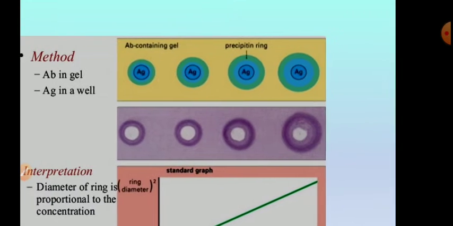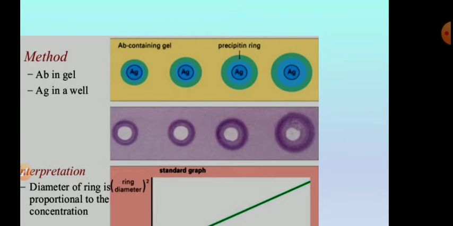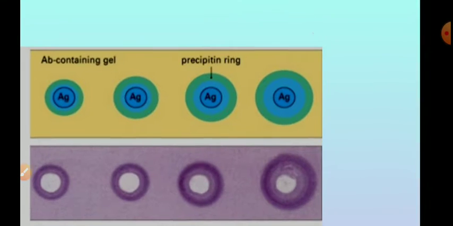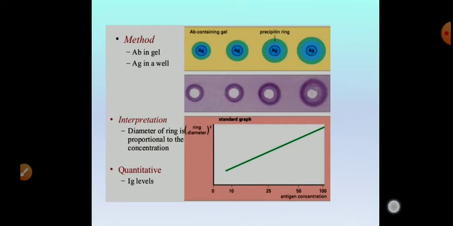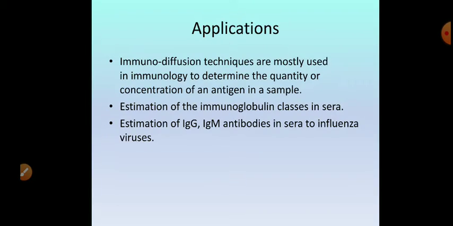This is how you get antibodies in the gel and antigens in the well. Antigen diffuses out and precipitin rings are formed. You can see precipitin rings, right? You can measure the diameter and plot a graph like this and then find out the concentration of antigen.